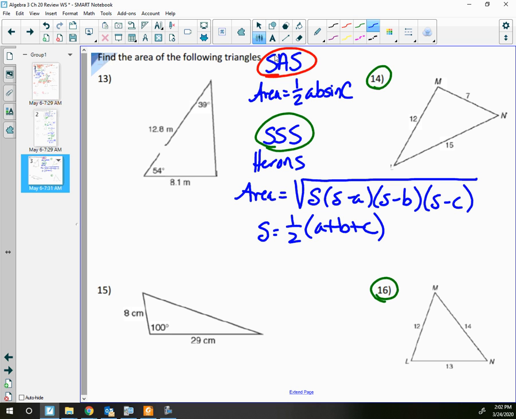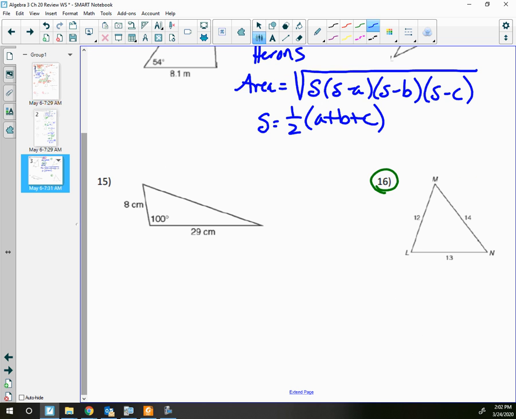I'm going to get you started on one of them, and then you can finish off the other one. I'll do 16 because it's on the bottom here. It'll be a little bit easier. First order of business, find your semi-perimeter. We're going to add up the 3 sides. It doesn't matter which one you call what. Then we calculate that value, and it looks like that would be 19.5.